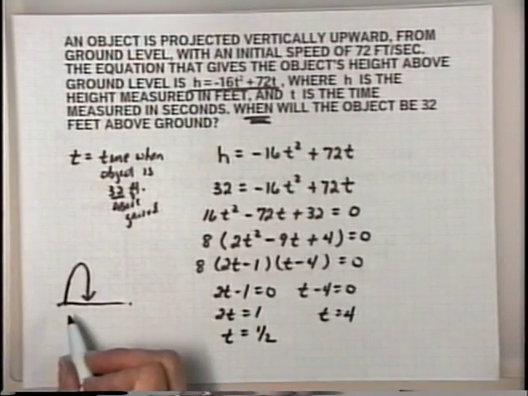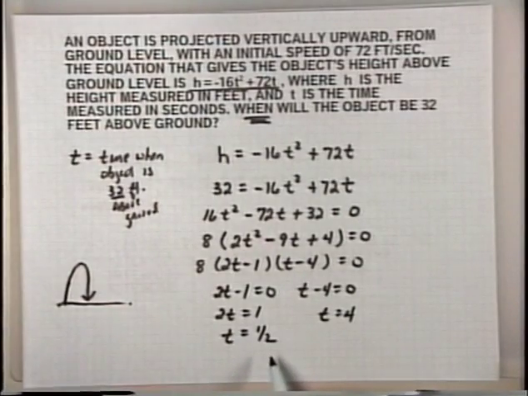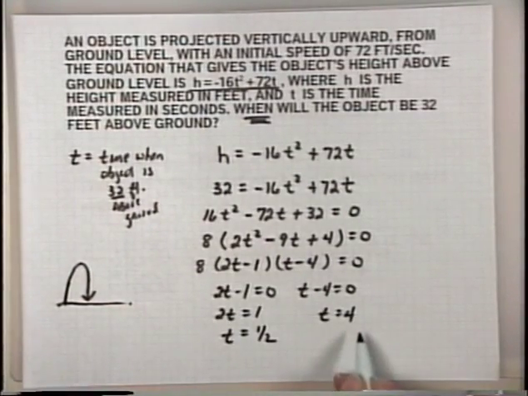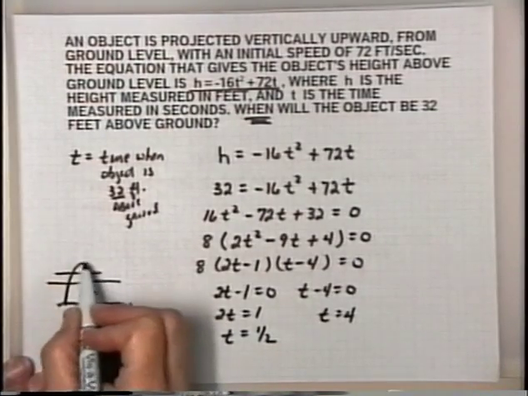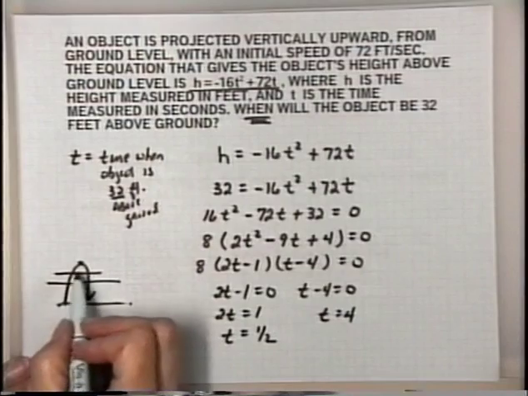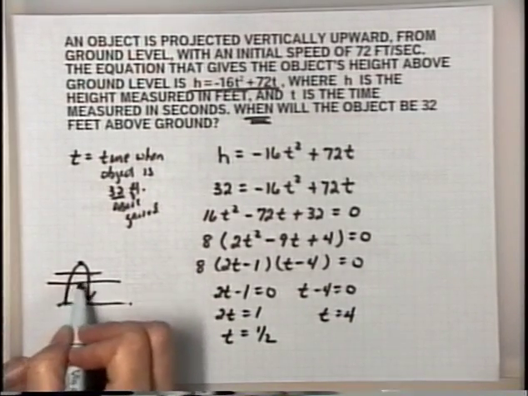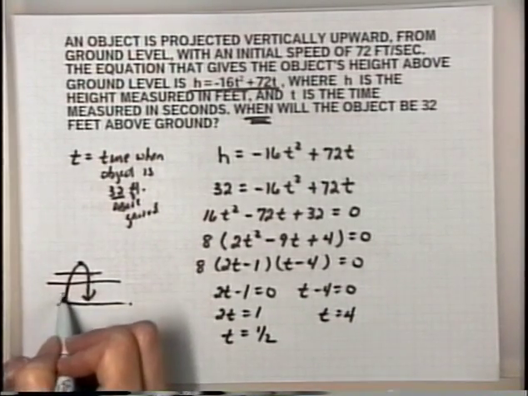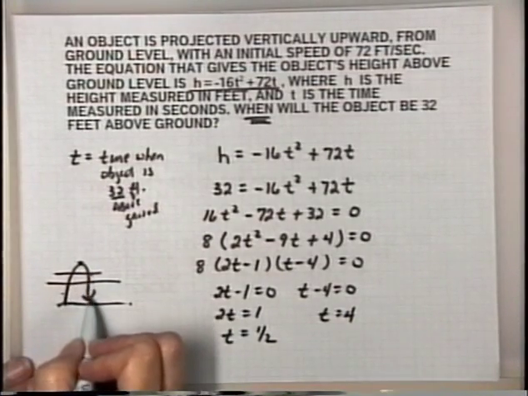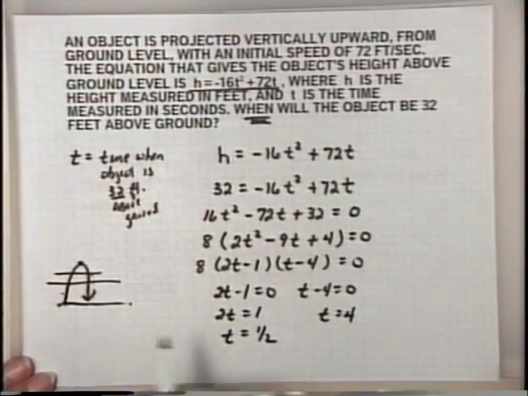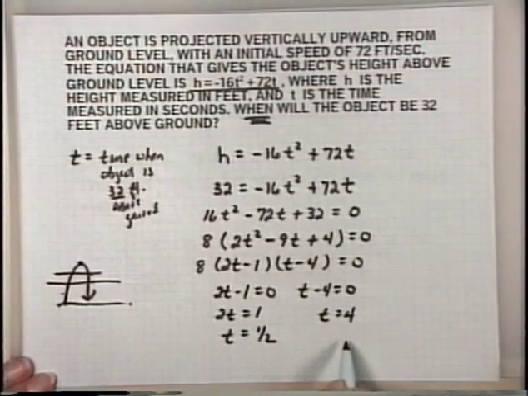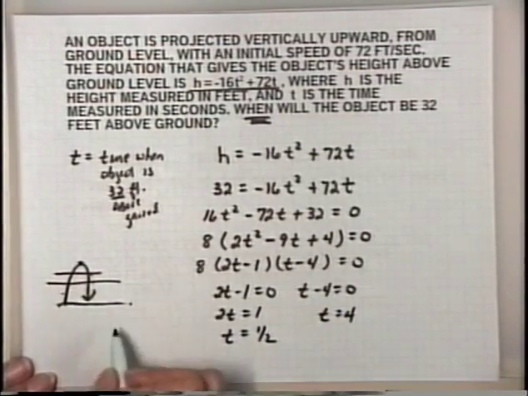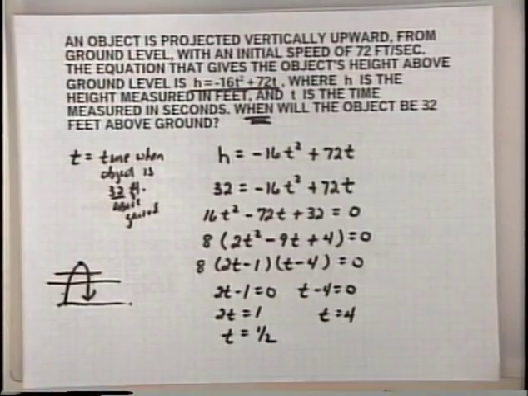If you look at our picture that we've drawn, it is logical to have 2 times for this to be equal to 32 feet, because you'll notice at every place in our drawing except at the very top, there will be 2 different times that our object is at each height. One time going up and then another time coming back down. So evidently, a half of a second after this object is projected upward, we are at 32 feet, and then 4 seconds later, it's again at 32 feet on its way back down to the ground.